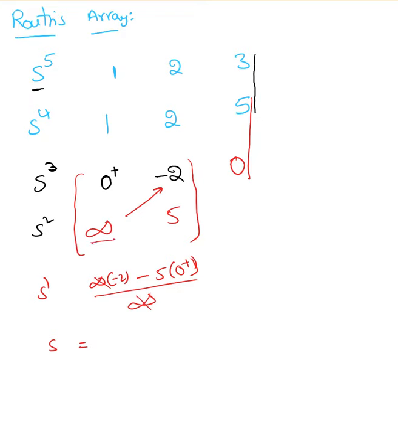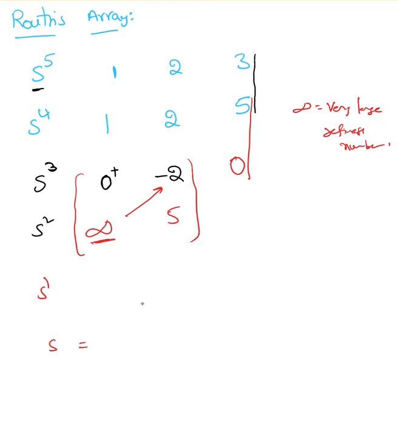Remember, infinite is basically a very large undefined number, right? But in this example, I'm taking infinite as a defined number, a very large defined number. That's the reason I'm able to cancel infinite over infinite. So this value becomes minus 2. How about here? This value is going to be 0.